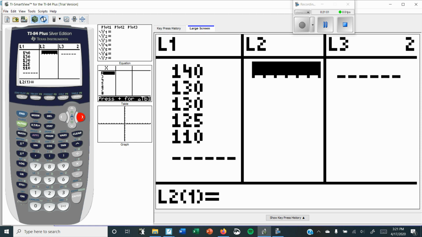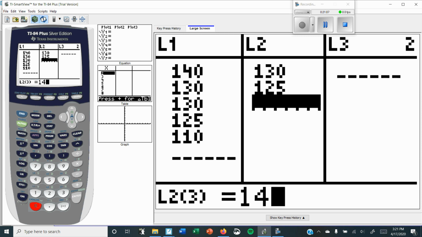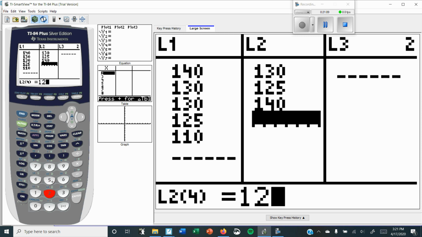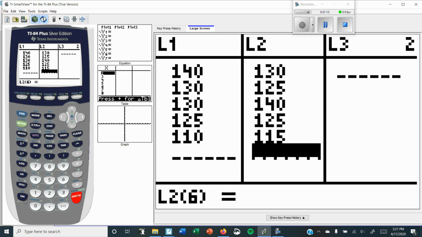Now type in the second column. 130, 125, 140, 125, and 115. Okay?